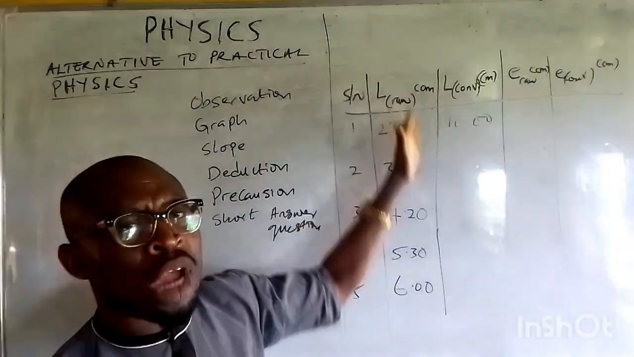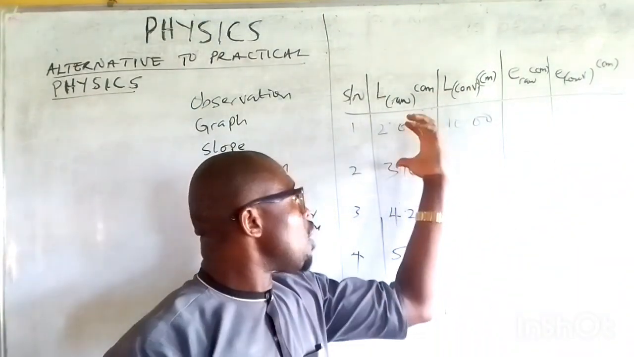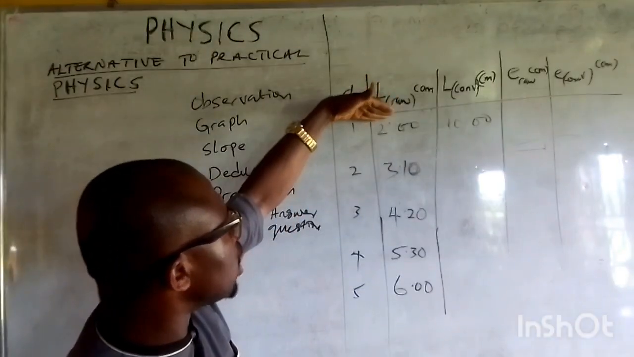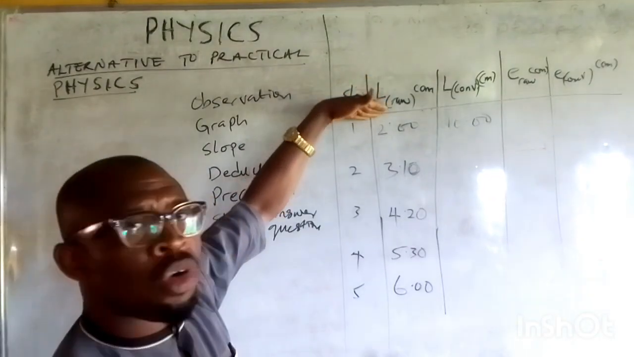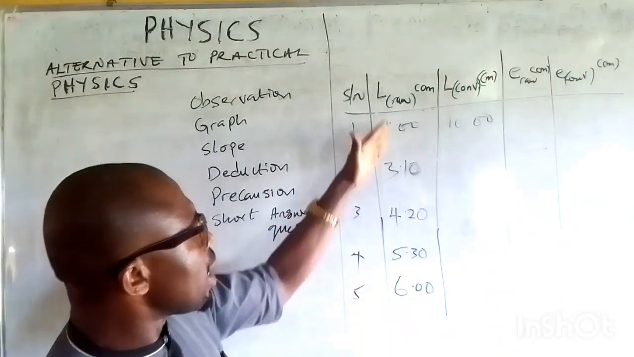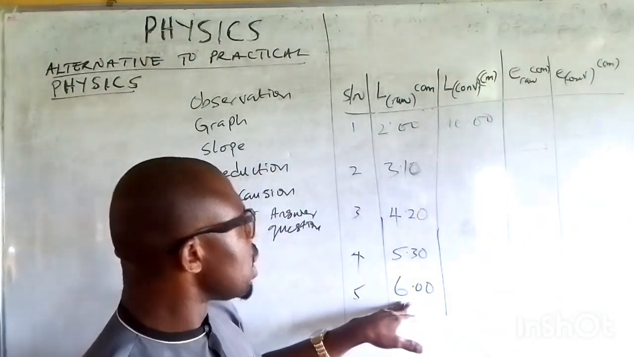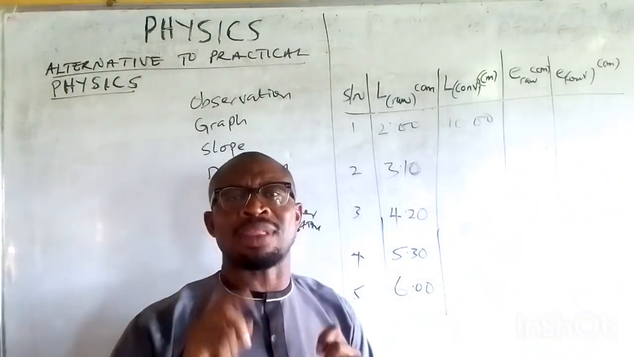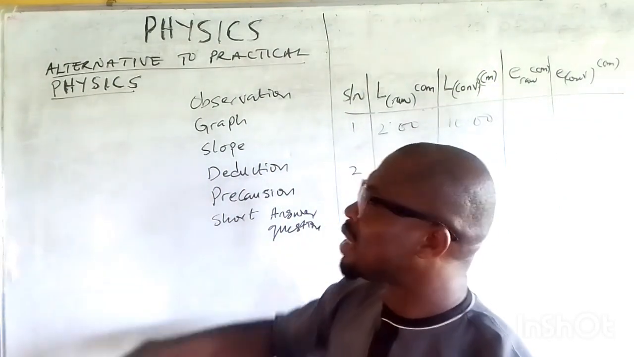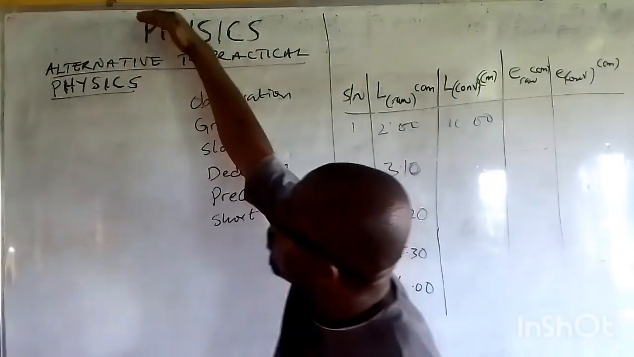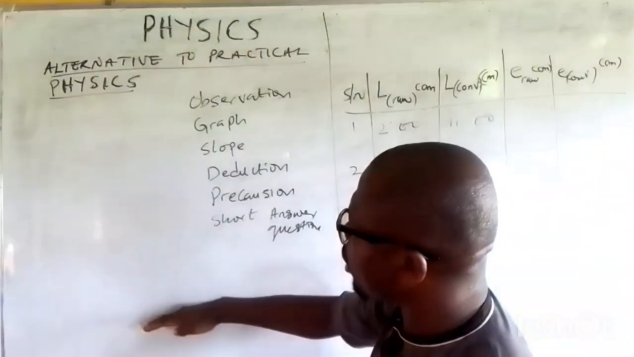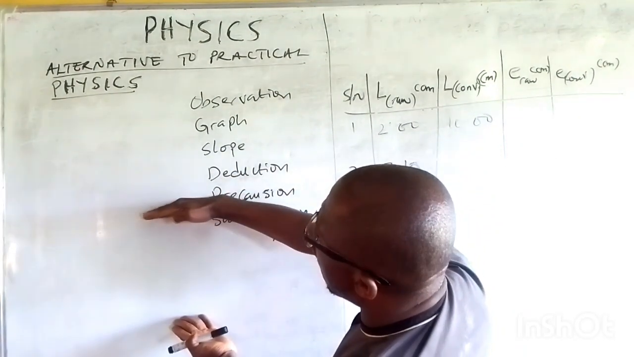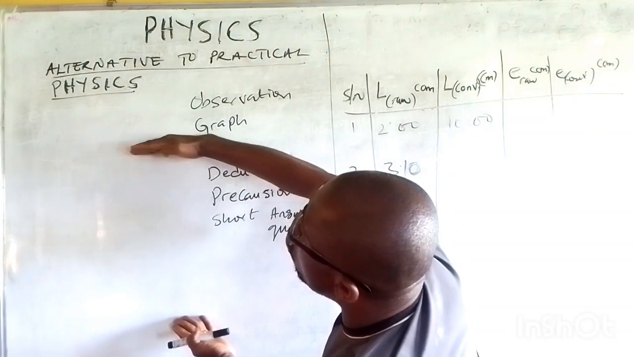If you look at the values you have, your values will tell you the type of scale to use. For example, if I am to plot a graph of L on a particular axis, looking at this, my highest value is 6. If my highest value is 6, I should choose a scale such that 6 will cover at least 2/3 of the graph sheet. My highest value should not be somewhere here; it should be somewhere above the half.